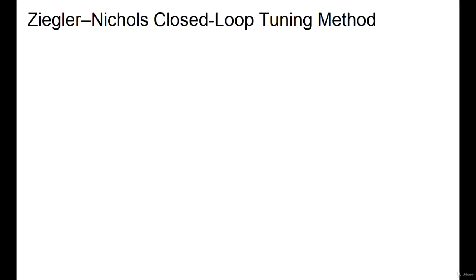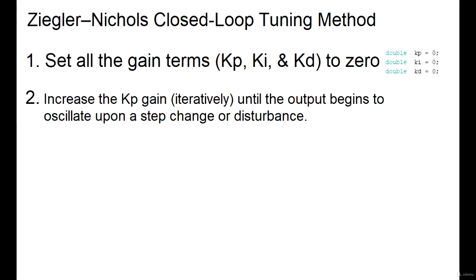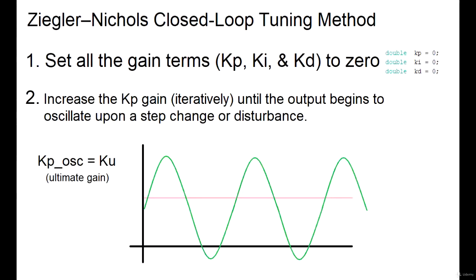The first step of this method is to put all the gains to 0, and then slowly increase the proportional gain until the output begins a steady oscillation upon startup or a disturbance. This proportional gain is known as the ultimate gain, Ku. And we also need to know the period of this oscillation, which we'll call Tu.